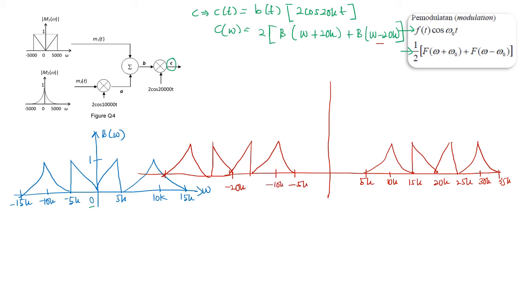So how about the magnitude? The magnitude is 2 multiplied by 1/2, so it's 1. So this is your C omega.